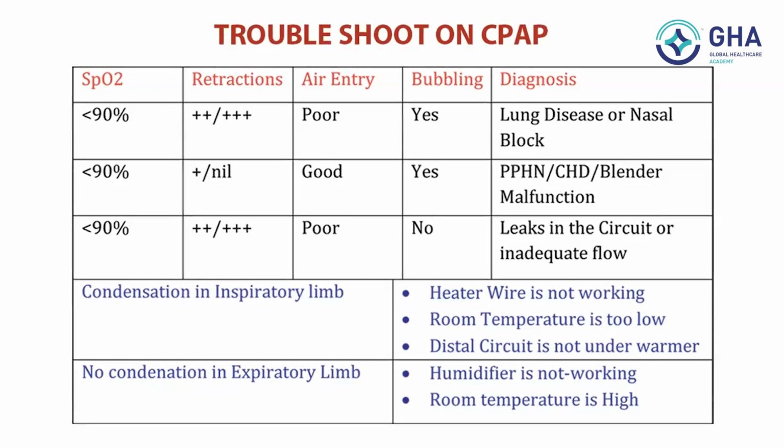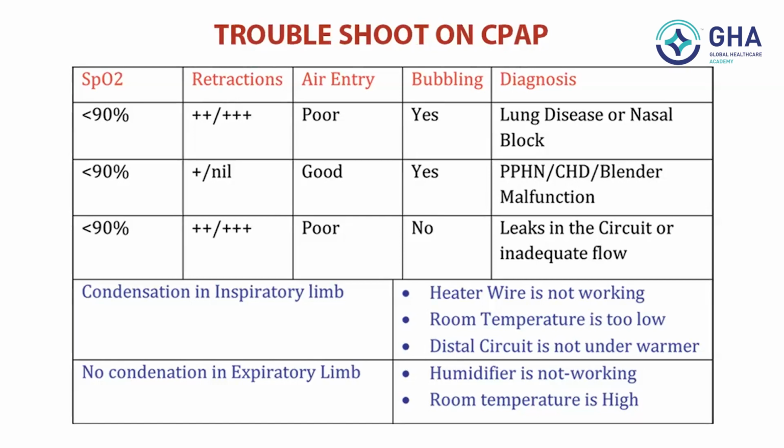The third condition is the baby is having work of breathing, hypoxia is there, air entry is not there, no bubbling. Once you see there is no bubbling in the bubble chamber, definitely the problem is in the leaks or your flow rate is inadequate.